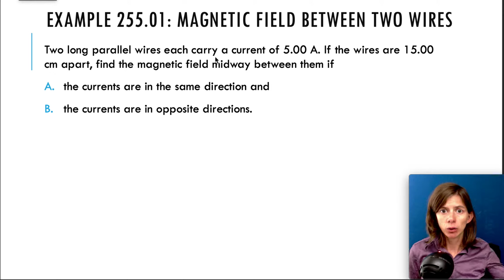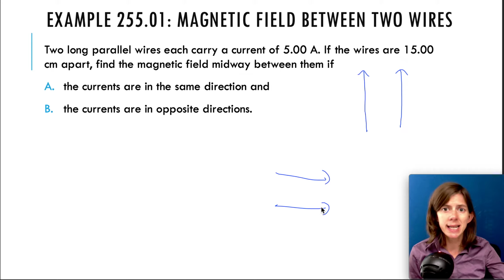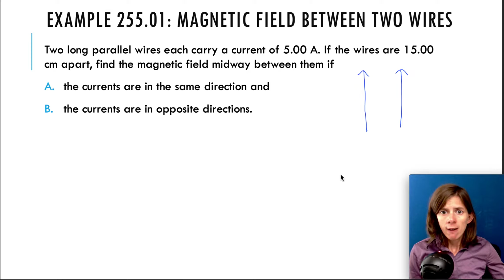It says, two long parallel wires each carry a current of 5 amps. If the wires are 15 centimeters apart, find the magnetic field midway between them. And there are two different parts to this problem. So let's draw the wires. And for part A, the currents are in the same direction. So you can draw the currents going up. You can draw them going to the right. It doesn't matter, as long as you draw them in the same direction. Find the magnetic field midway between them.